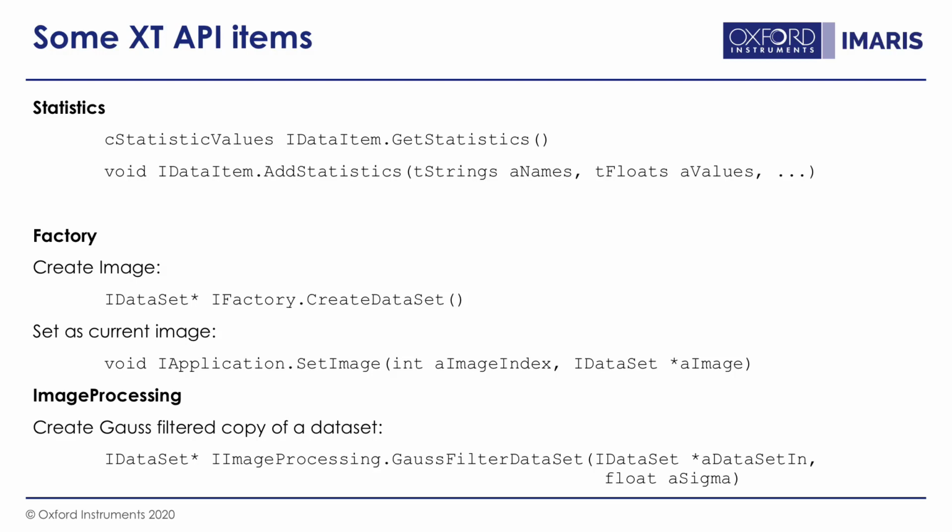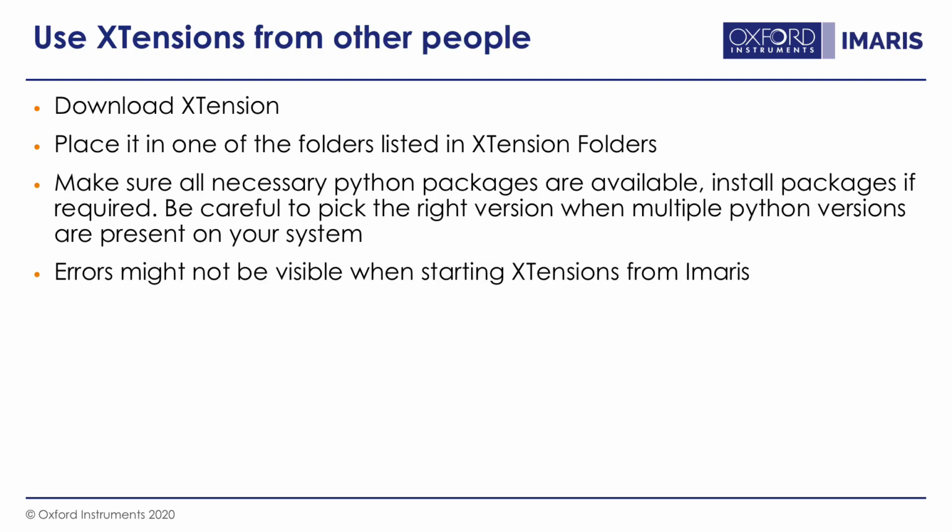Now let's look at how to use extensions from other people. Basically, if you have an extension from someone else, maybe you got it by email or you downloaded it from the internet, you just place it in one of the folders listed in the extension folders in the custom tools of Imaris that we've seen before. Then it should show up in the Imaris user interface and you can launch it.